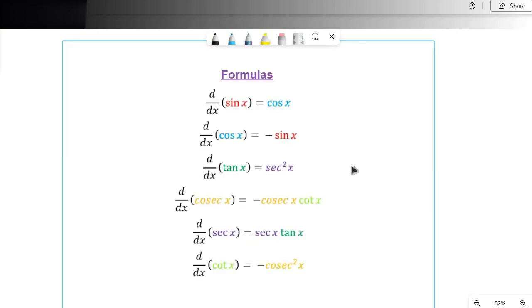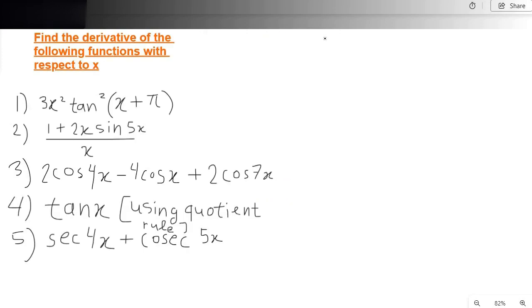And applying the same kind of technique for the other remaining reciprocal trigonometric functions, we have d/dx of sine x is equal to cos x. For d/dx of cos x, we have minus sine x. For d/dx of tan x, we have sec squared x. For d/dx of cosec x, we have minus cosec x multiplied with cot x. For sec x, we have sec x multiplied with tan x. And lastly, for cot x, we have minus cosec squared x. So now let's move on to some exercises.